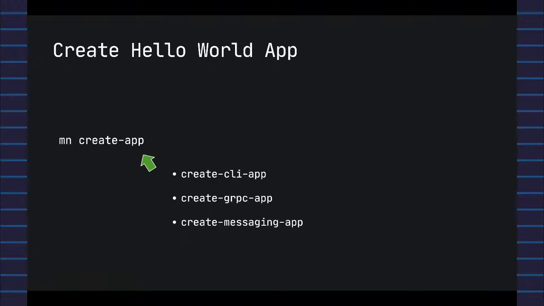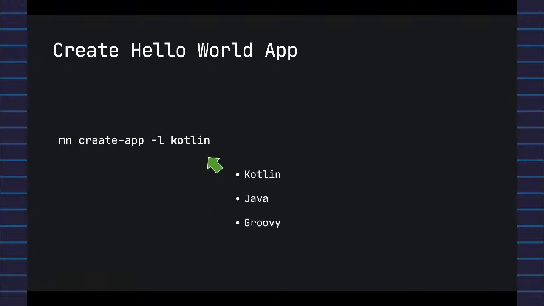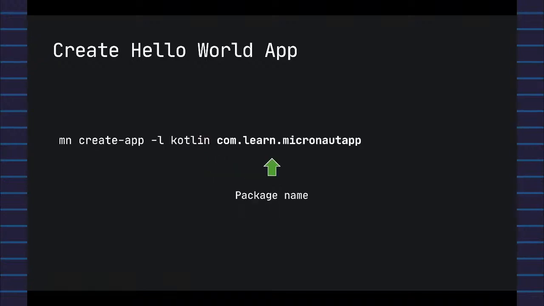We'll create a very simple REST app. As I said earlier, this is a polyglot implementation, so you can specify which language you want to use. By default, it will create scaffolding in Java, but you can specify Kotlin or Groovy. Lastly, you specify the package name, which is micronaut app, and it will use that package name and build an app with it.